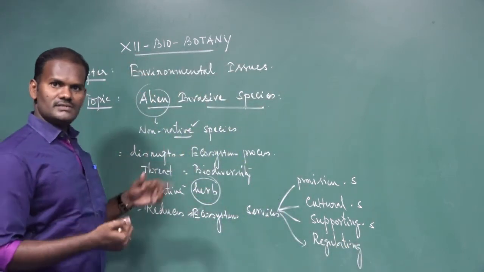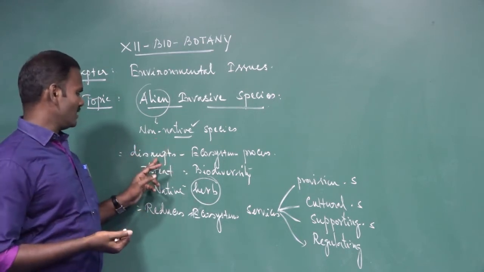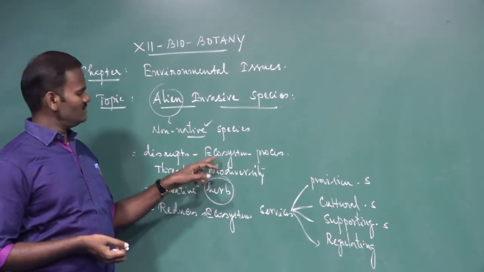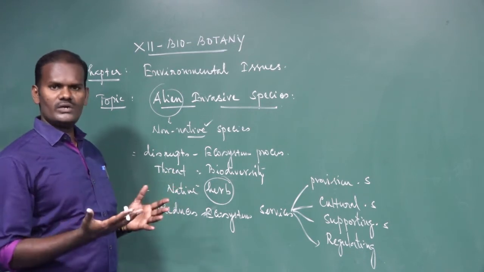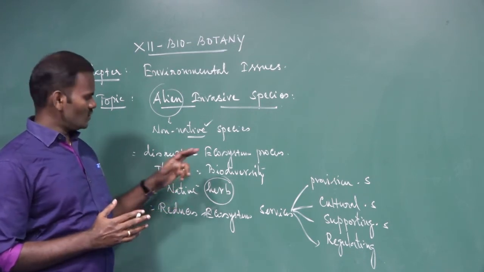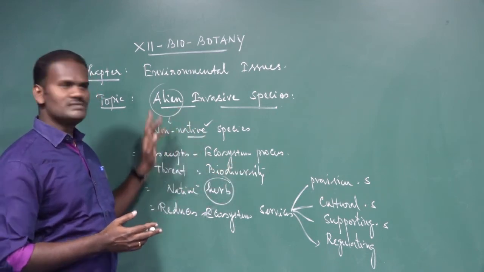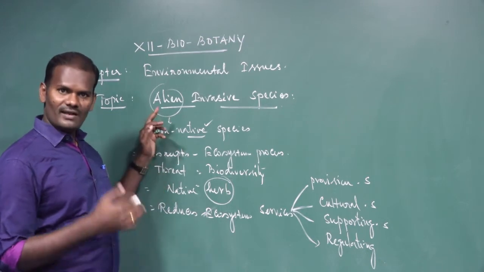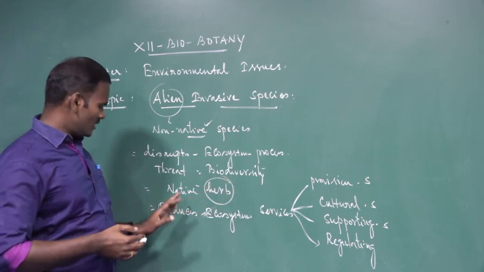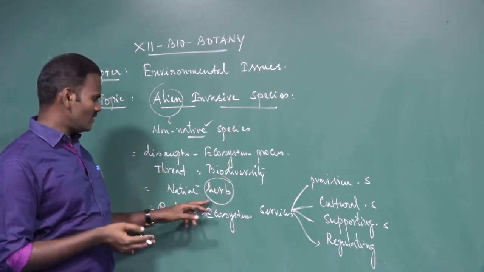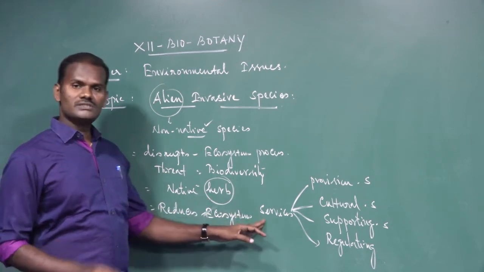For the invasion of certain non-native species into our country, definitely it will disturb the ecosystem process. What is called ecosystem? Ecosystem is the sum total of the interactions between the biotic and abiotic factors. The ecosystem process also gets affected due to the invasion of this alien species, also called foreign or some other country's species. It also threatens the biodiversity, and automatically our native herbaceous species get eliminated, which reduces the ecosystem services also.